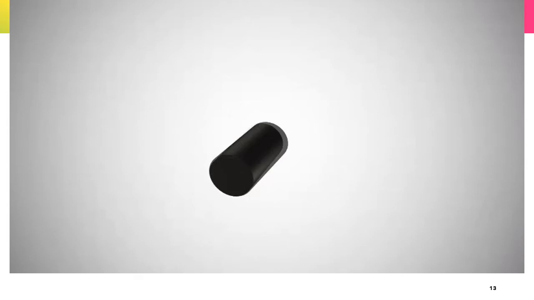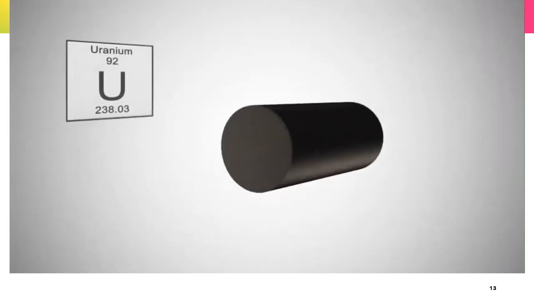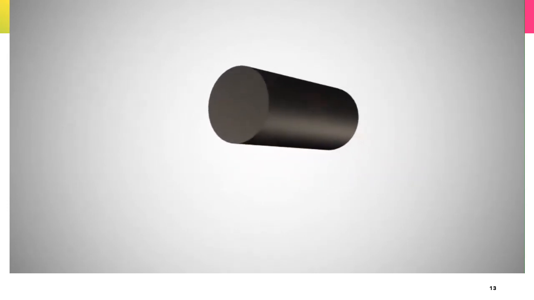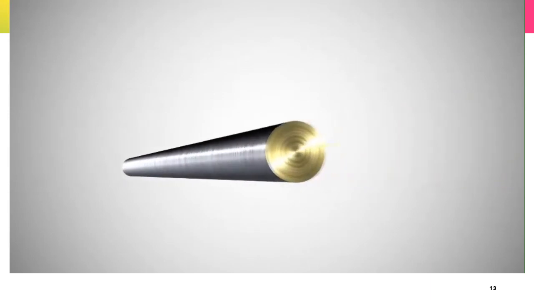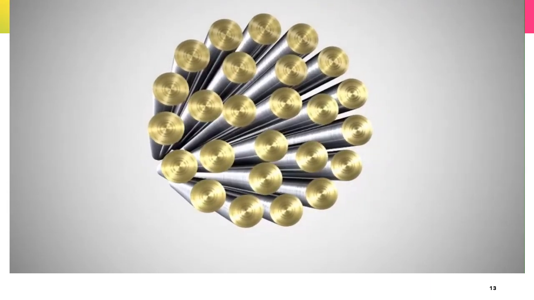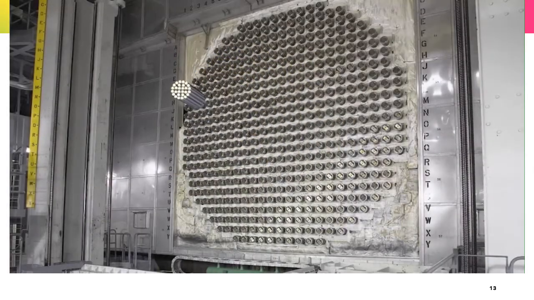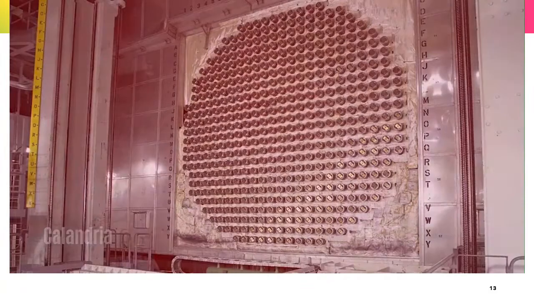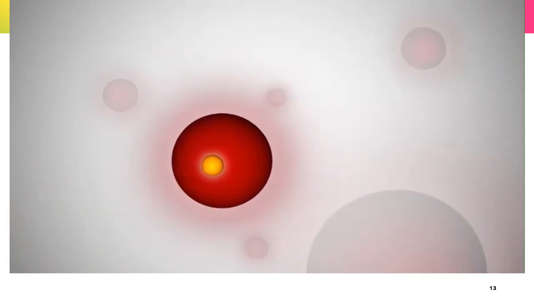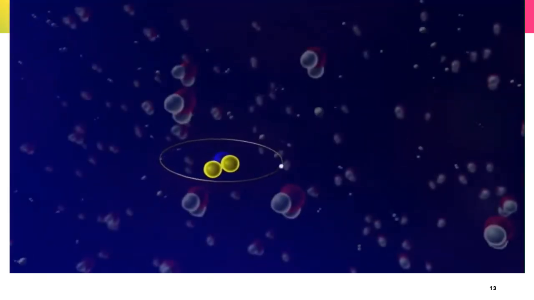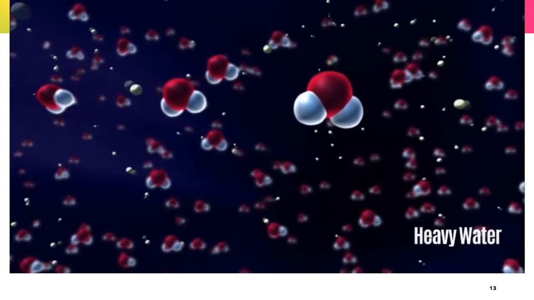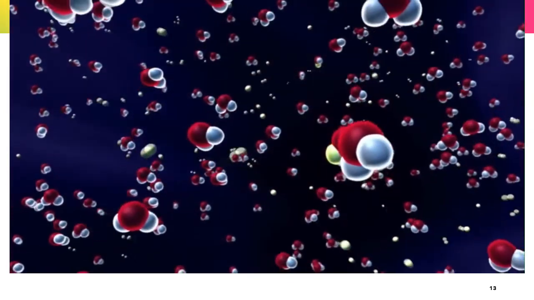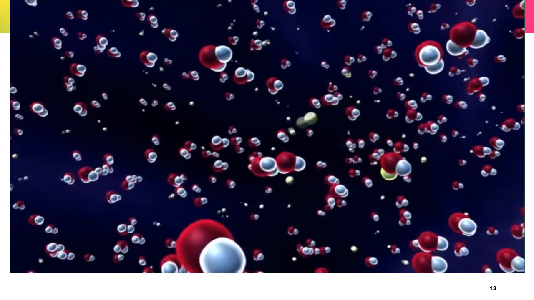This is a short animation for you to get a clearer picture. So let's watch this animation. This is naturally occurring uranium processed into pellets. Then the pellets are sealed in a metal tube. And then the fuel bundle is inserted into a large tank, which is the heart of the nuclear reactor. And then fission occurs, resulting in a tremendous amount of heat energy. Here, heavy water slows down neutrons. Heavy water is used as a moderator.